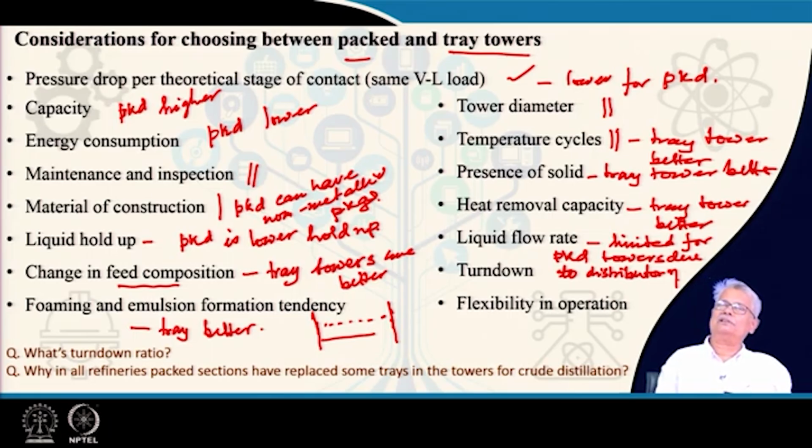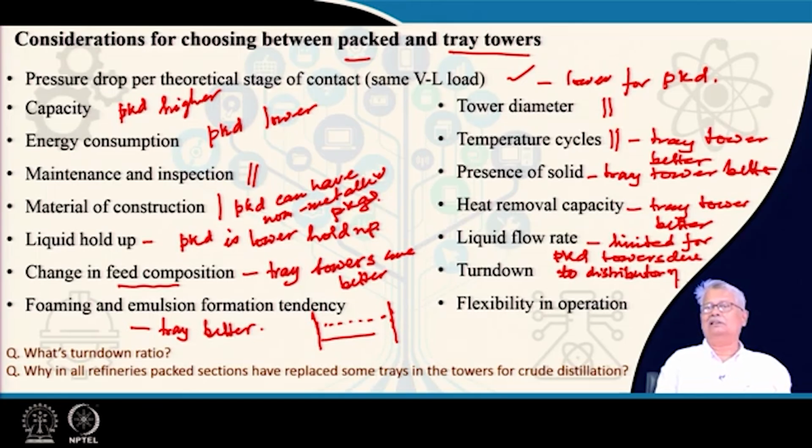In case of tray towers, if you have a very low rate, possibly your height above the weir, the outlet weir, would be small, and if it falls below 6 millimeters, you do not have good distribution and uniform flow. At the same time, if you have a very high liquid flow rate, the gradient of liquid across the tray is large, and you may have channeling wherever you have lower depth of liquid. That we have already discussed in case of tray towers.